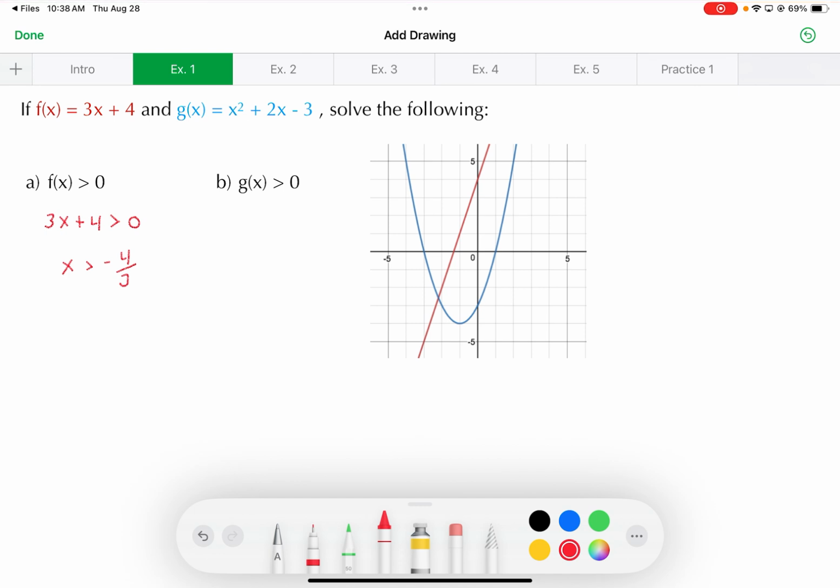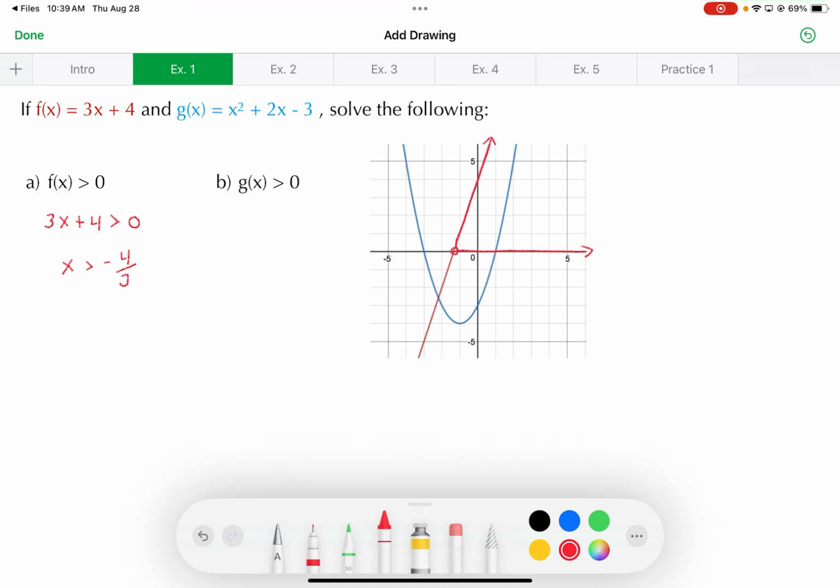All right, now I want you to see how that solution set matches the graph of the function f of x. Obviously, it's the graph of the red line there, okay? And right here would be where negative 4/3 is at. And then this is all of the values for x that are greater than negative 4/3, yes? So notice how that solution set corresponds to the points on the graph that are above the x-axis, these points right here.